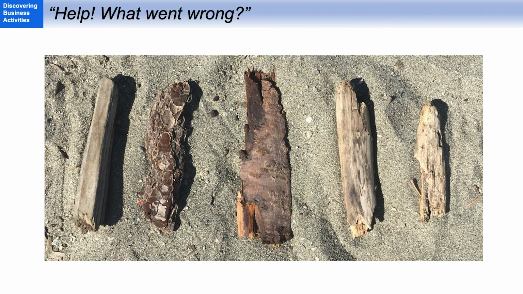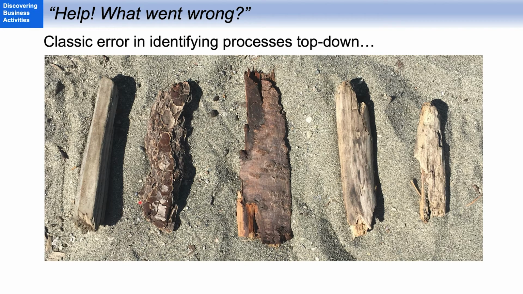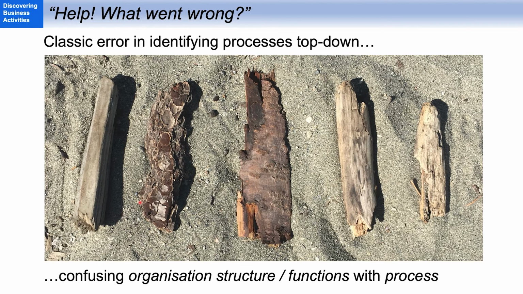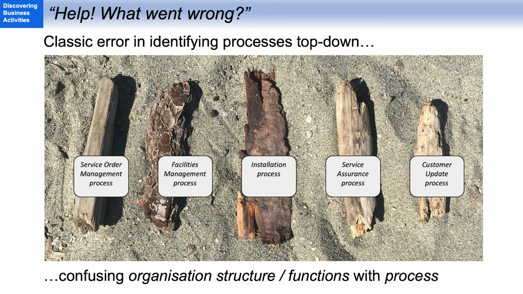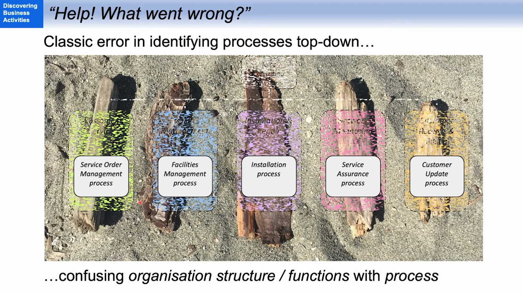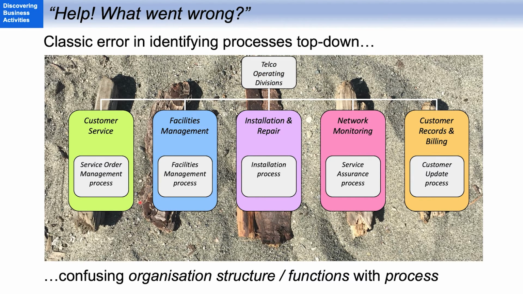So I was on another assignment at the telephone company. They asked me to chip in and help them figure out what went wrong, and it was, based on my experience, pretty clear that what they had done is the classic error you see in starting top down, which was confusing organizational structure or functions with processes. So those 5 processes that they had identified actually corresponded one-to-one with boxes on the org chart. So they were absolutely not cross-functional processes.